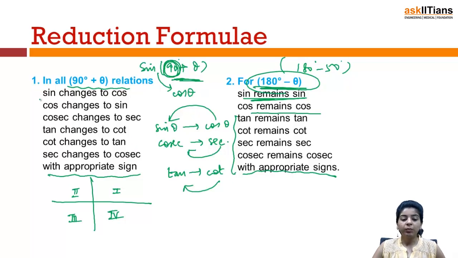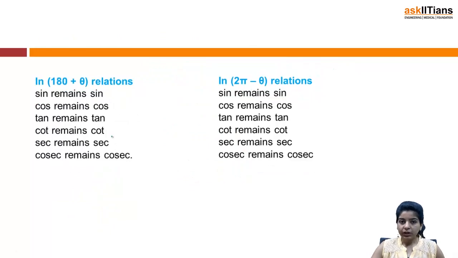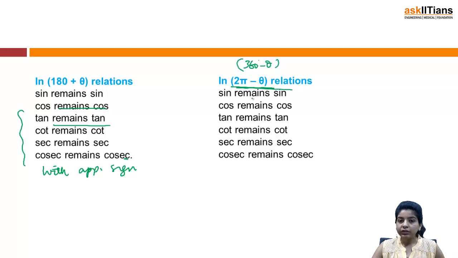So here we are just talking about the trigonometric function. I did not tell you about the sign. The sign will depend on the quadrant in which the function lies. Similarly, in case of 180 plus theta relations also, the trigonometric function does not change. So sine will remain sine, cos remains cos, tan remains tan, and so on. And this will also happen with appropriate sign. And in 2 pi minus theta relations also, that is 360 minus theta, the trigonometric function does not change. This will also happen with appropriate sign, right? So you just need to remember, in case of 90 plus theta relations, the trigonometric function changes, right?